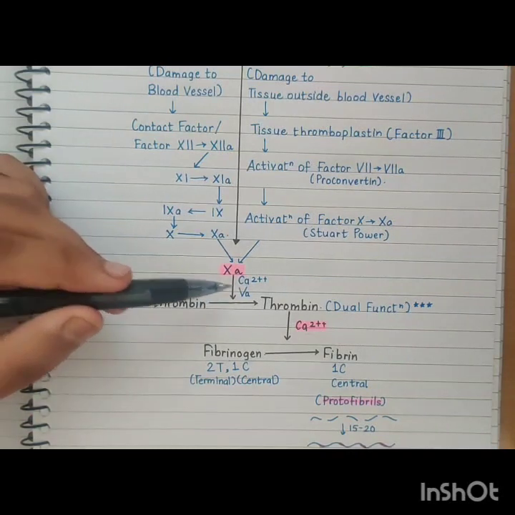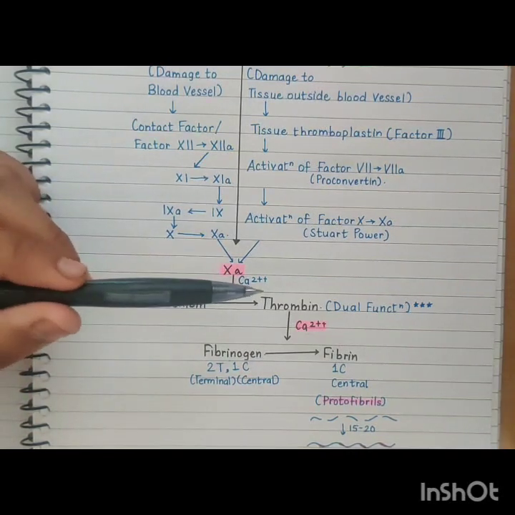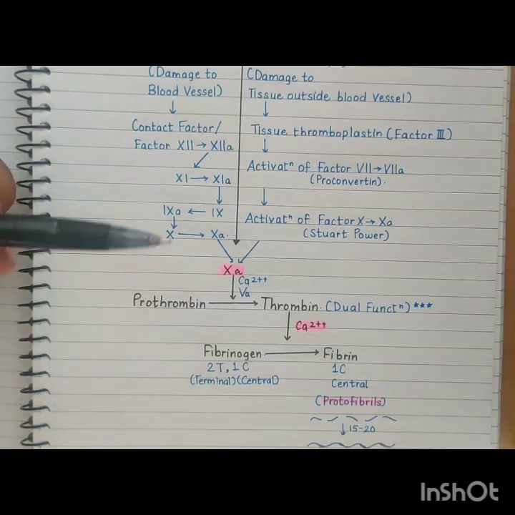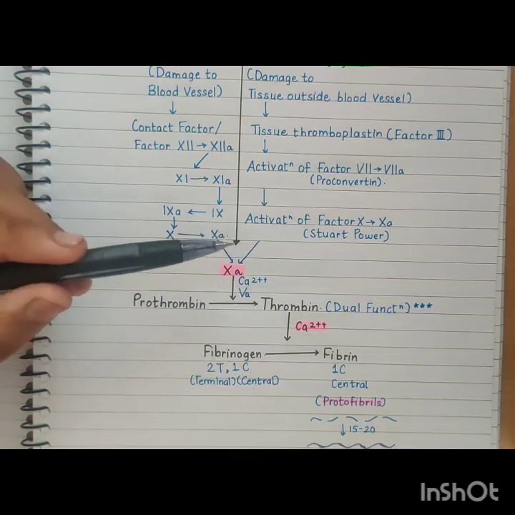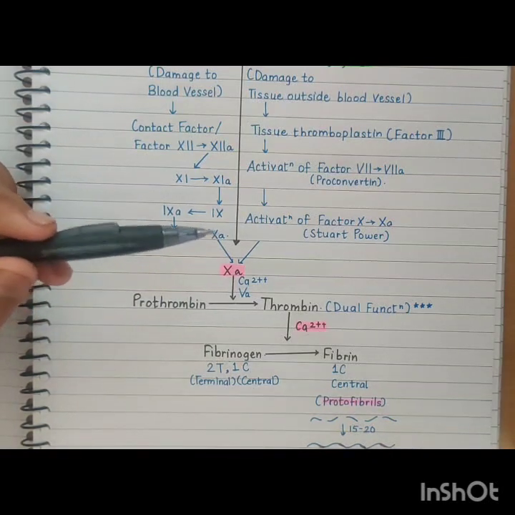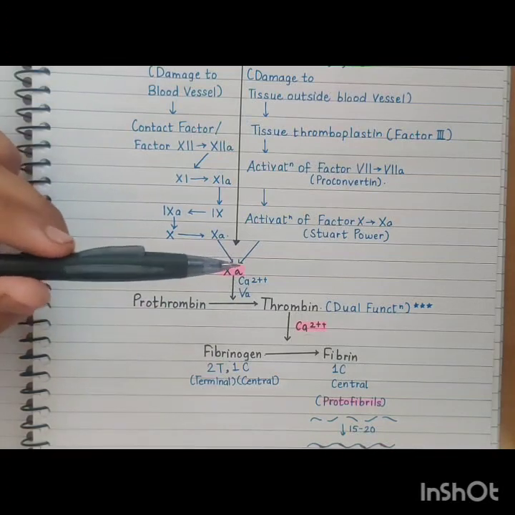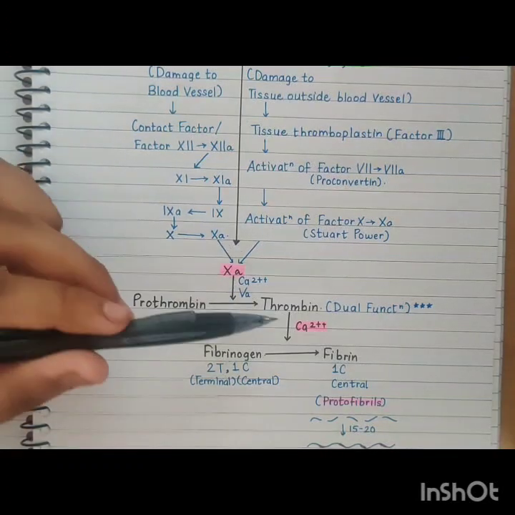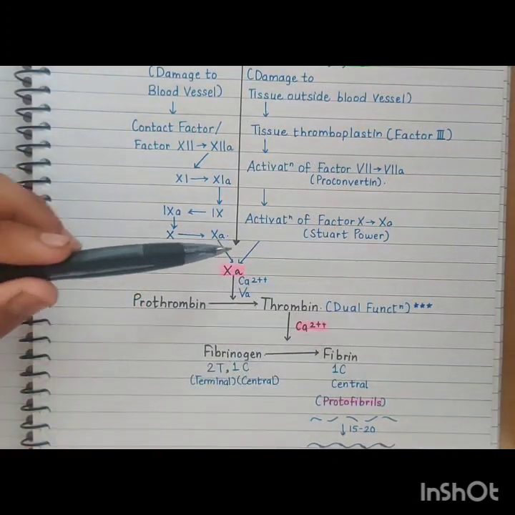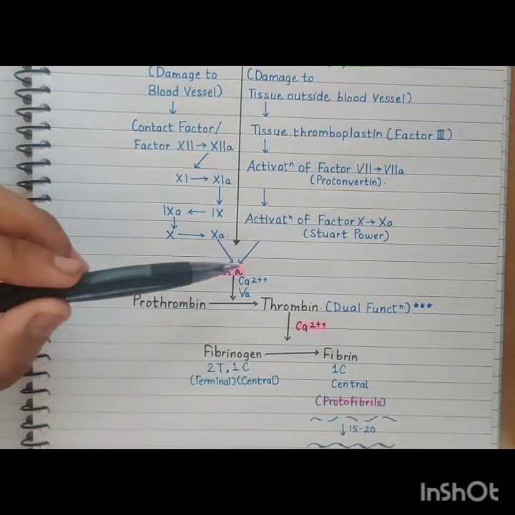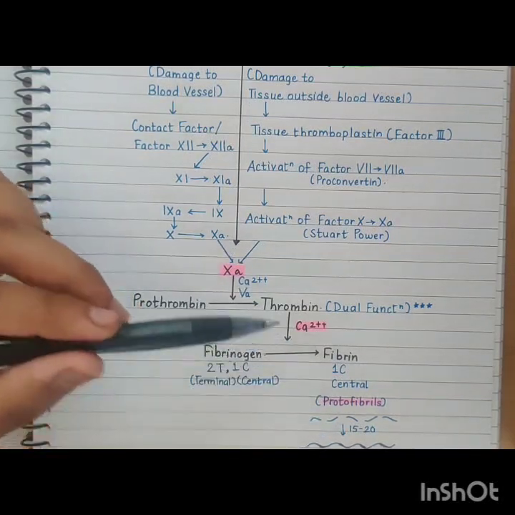Moving ahead, once factor 10 is activated, we know that factor 10 along with factor 5 activated factor 5. Now why is this important? Because if there is any problem with factor 5, then the coagulation cascade is affected to a certain degree. Now moving ahead, factor 10 along with factor 5 and calcium as well, because calcium is also essential for every step after this. Essentially after the activation of factor 10, every step will contain calcium.